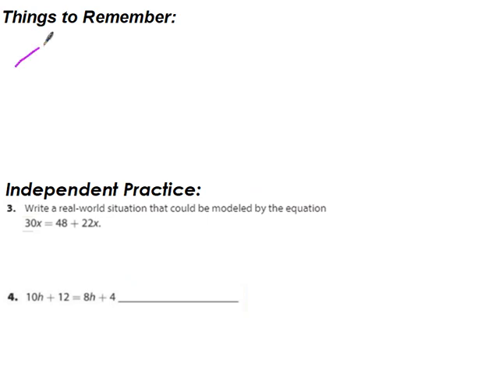So write something down in your things to remember, whatever you think is the most important thing to remember. Do not forget to write something down in there, and then make sure you do both of the independent practice problems and the exit ticket, and that's all I got for you guys today.